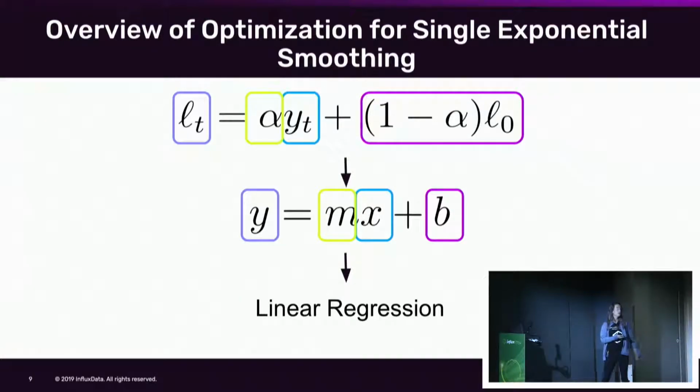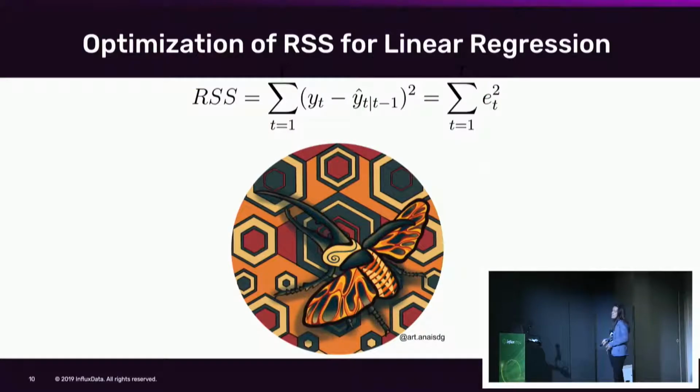Why? Because to me, the smoothing equation for Holt-Winters looks a lot like the point slope form of a line, right? We have L t, which is our prediction, which kind of looks like y. Alpha is a constant, so we can think of it as a slope. Y of t is our observations, or sort of like our x values. And 1 minus alpha times L naught, that all reduces to a constant, so we can just pretend that it's b. And so if we're going to do any sort of optimization, the first step is to define what we're optimizing for. And in the case of linear regression, that's minimizing the residual sum of squares.